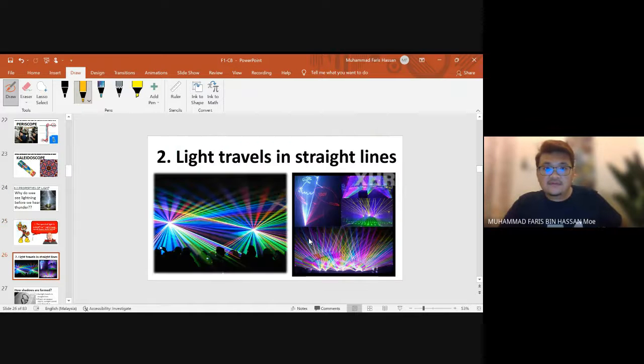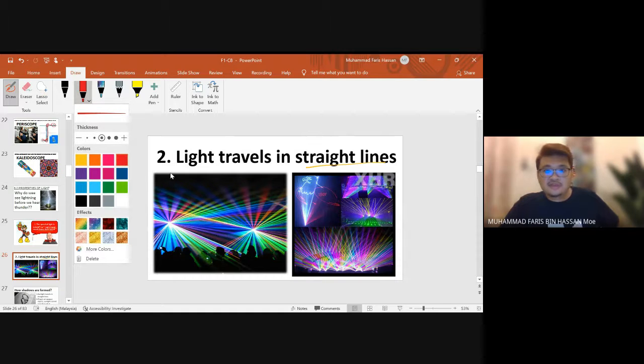The second property of light is that light travels in straight lines. As you can see from the picture, cahaya ni bergerak secara lurus. So light travels in a straight line. There is no kind of light which travels not in straight lines. Actually, all light travels in straight lines.